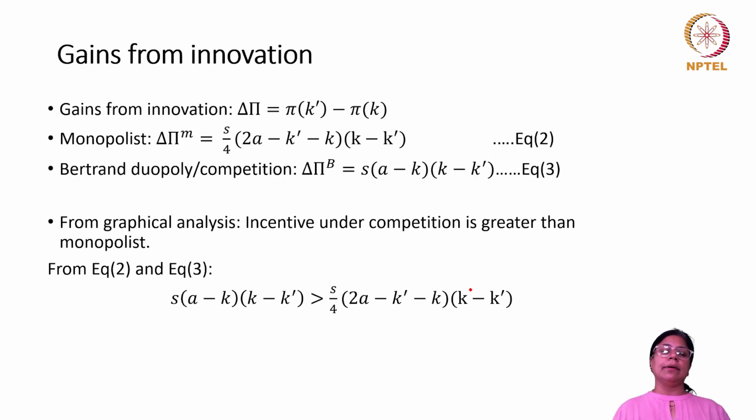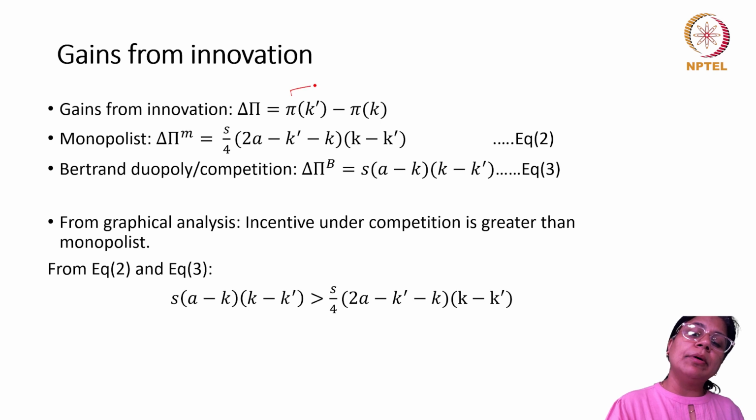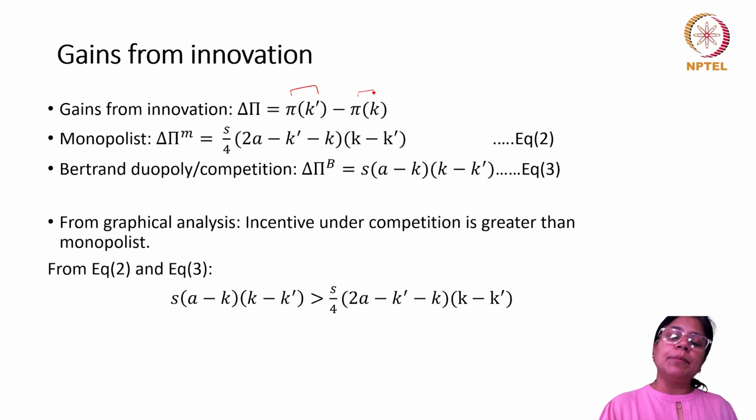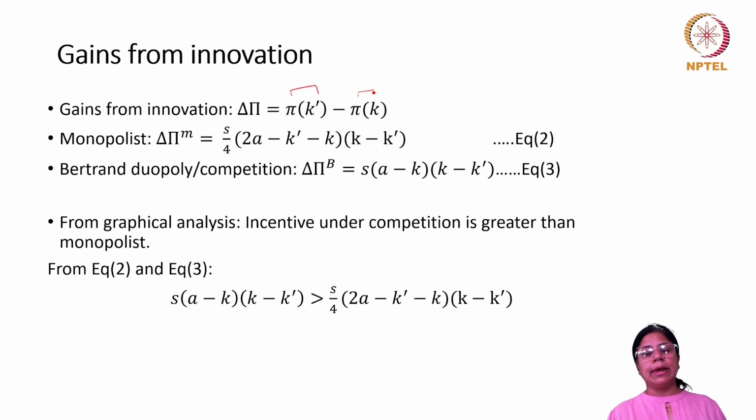Now in order to do that, what kind of a comparison do we have to make? We have to now compare the profit which the monopolist will make if the cost is now K prime, which we have said earlier is the reduced cost of production because of the innovation, and compare it with the profit which he or she will make if the cost of production is K. The difference between the two will give us the incentive of the monopolist to innovate.